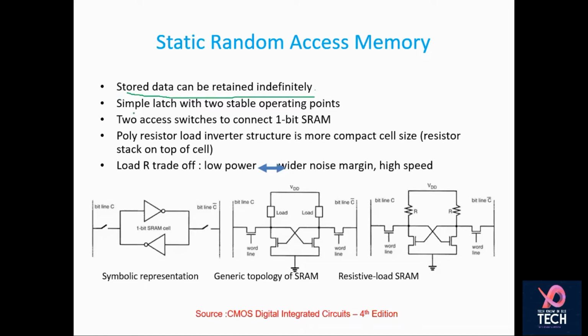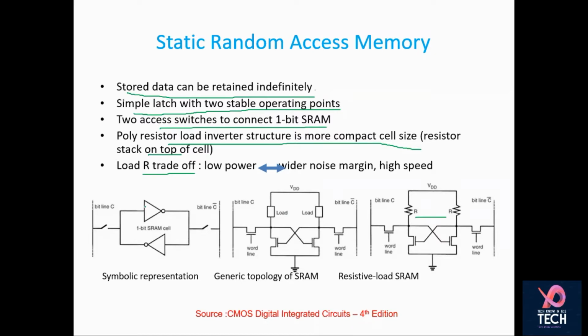Second thing is, it consists of a simple latch with two stable operating points and two access switches to connect the 1-bit SRAM. Then we can say the polyresistor load inverter structure is a more compact cell, and another one is using load resistance. This we have already discussed. This is your polyresistor resistance. This is basically how your SRAM is created.